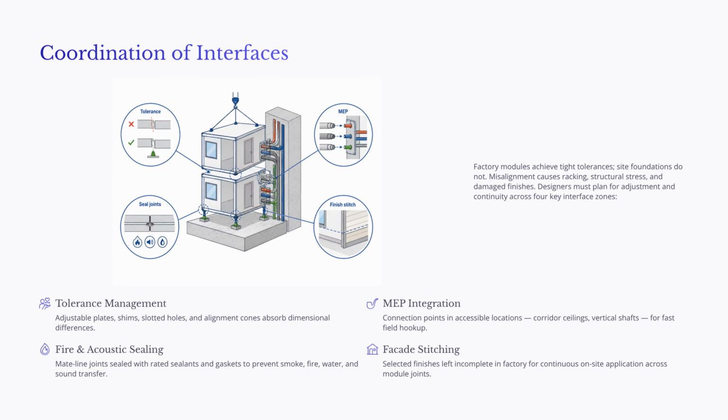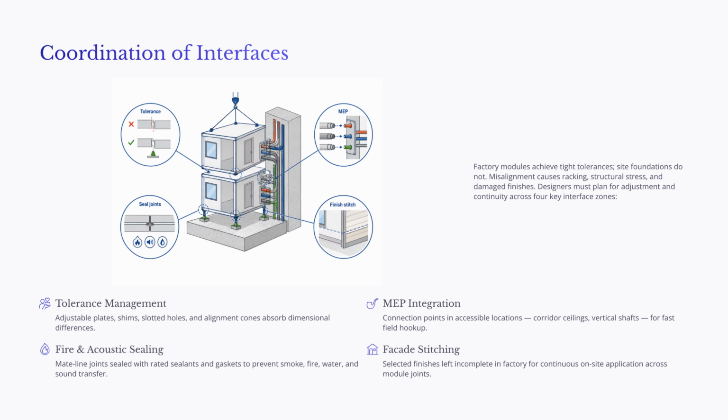Designers should therefore provide practical adjustment strategies. These may include adjustable plates, slotted holes, shims, alignment cones, and flexible connections. Interface coordination also includes MEP integration. Pipes, conduits, ducts, and equipment should connect in accessible locations, such as corridor ceilings or vertical shafts, so field crews can complete the work efficiently.